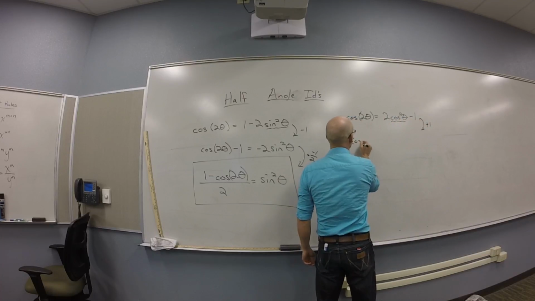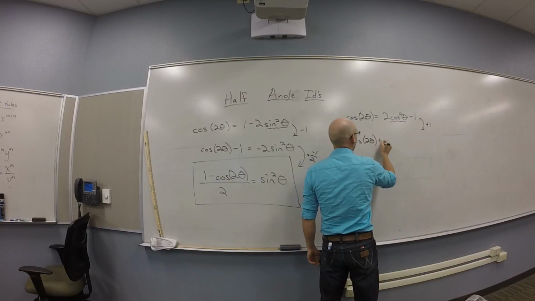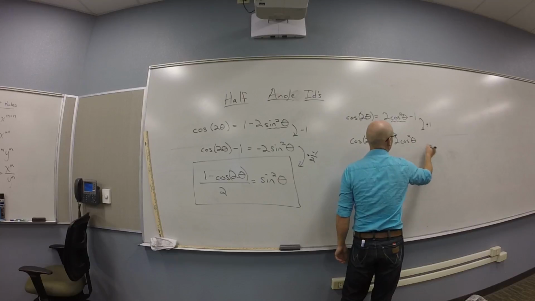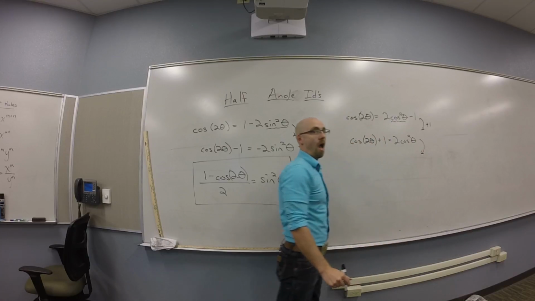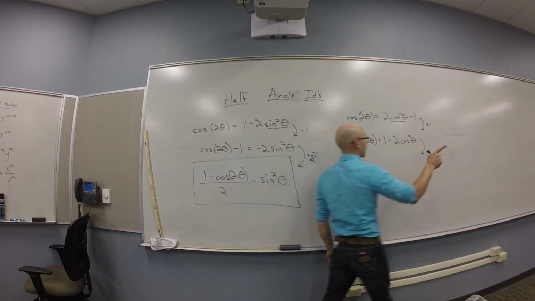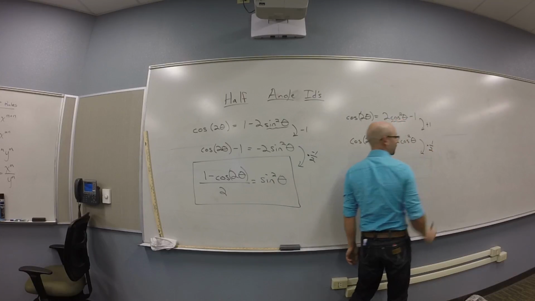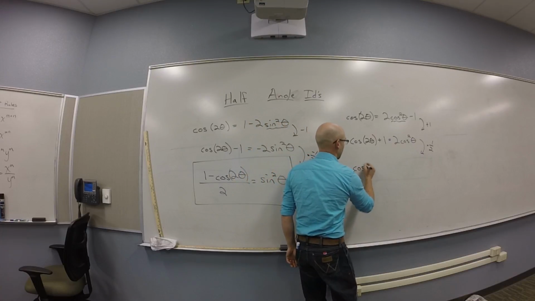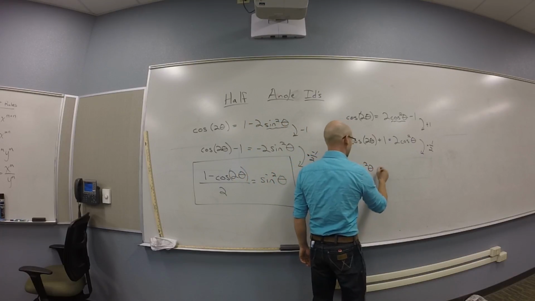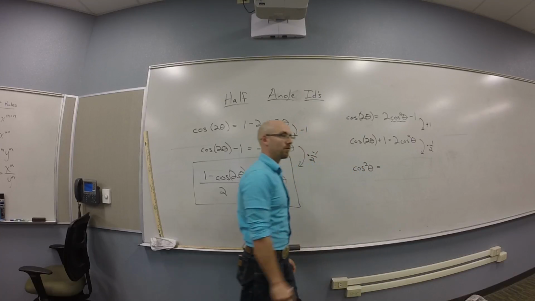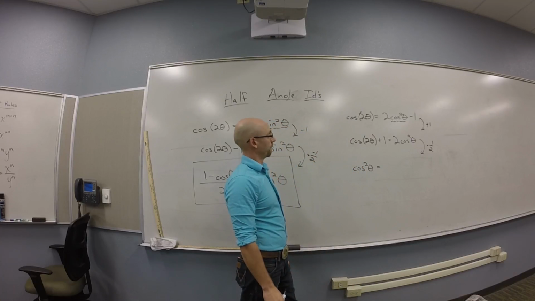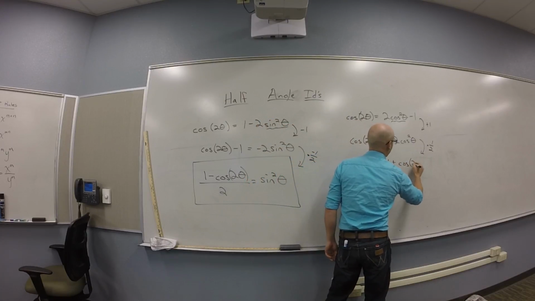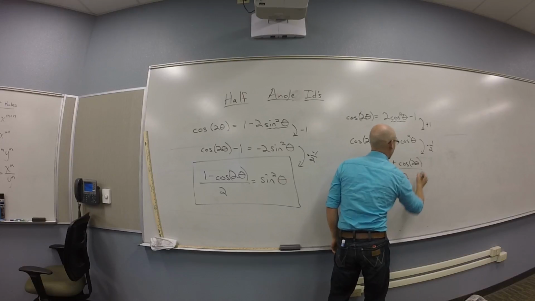Okay, so you got cosine of 2 theta plus 1 is 2 cosine squared theta. And then you'll divide by 2, or just multiply by 1 over 2. And that will get you to cosine squared of theta is what? Cosine 2 theta plus 1 all over 2. Perfect. 1 plus cosine of 2 theta all over 2.